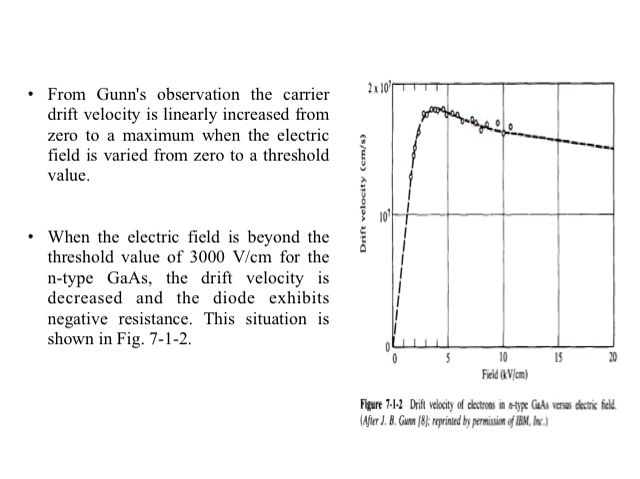When the electric field is beyond the threshold value of 3000 volts per centimeter for this n-type gallium arsenide, the drift velocity decreases and the diode exhibits negative resistance.